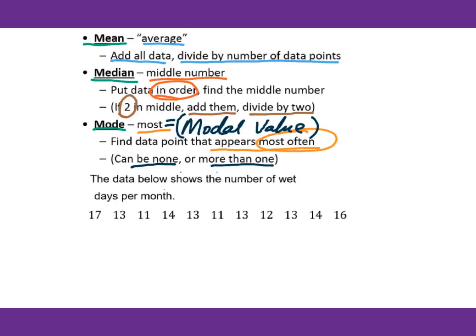The data below shows the number of wet days per month. We need to figure out the mean, median, and mode for this data. Whenever you have data, you have to organize it. Either use a table or list them from smallest to largest. I have 11 twice, so I write 11 twice.